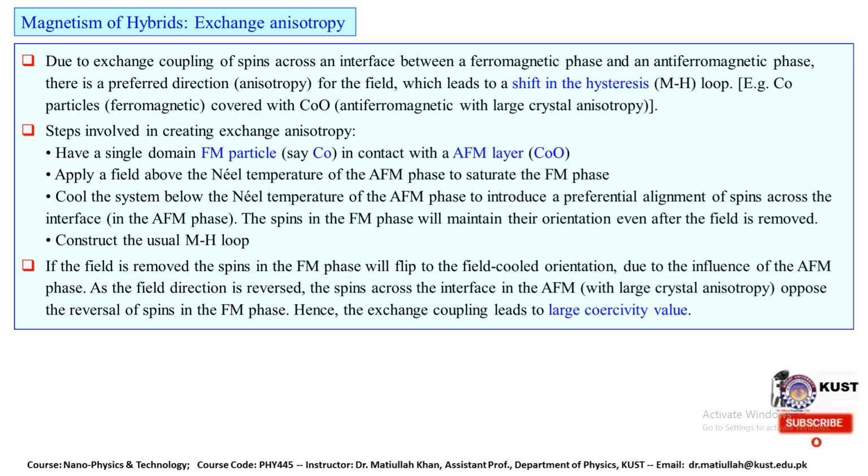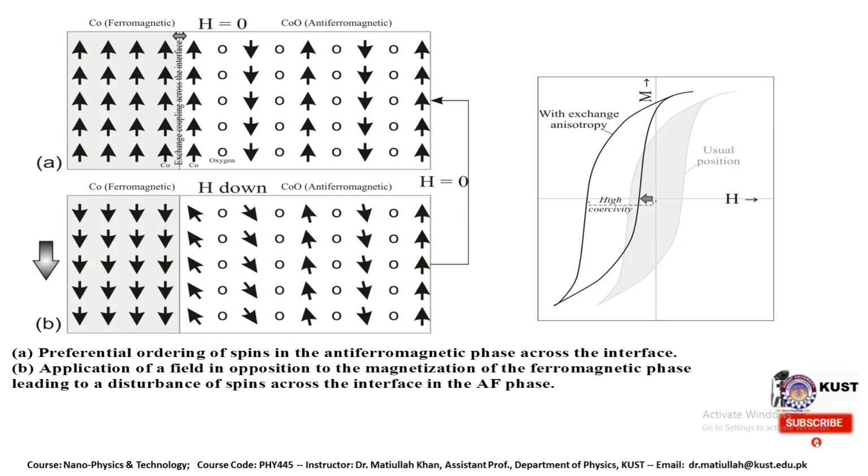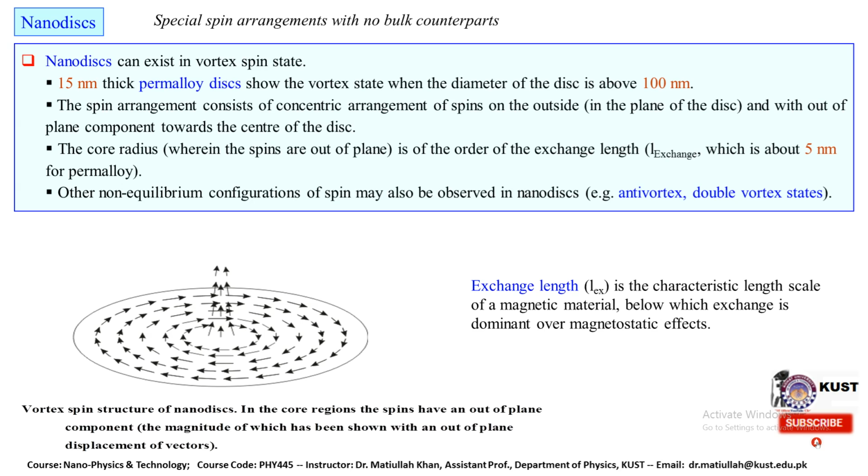If the field is removed, the spins in the FM phase will flip back to the field-cool orientation, and that will affect the FM phase. This is some of the alignment of the magnetic moments. We can change the alignment by changing the direction of the field, and the application of H will change the properties of the ferromagnet.